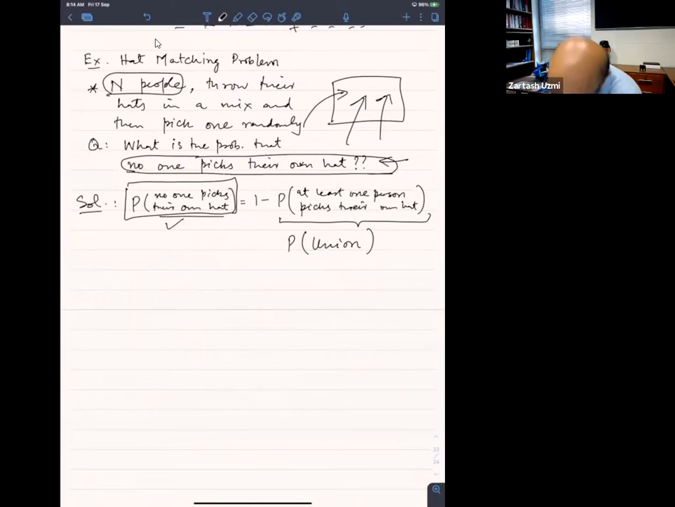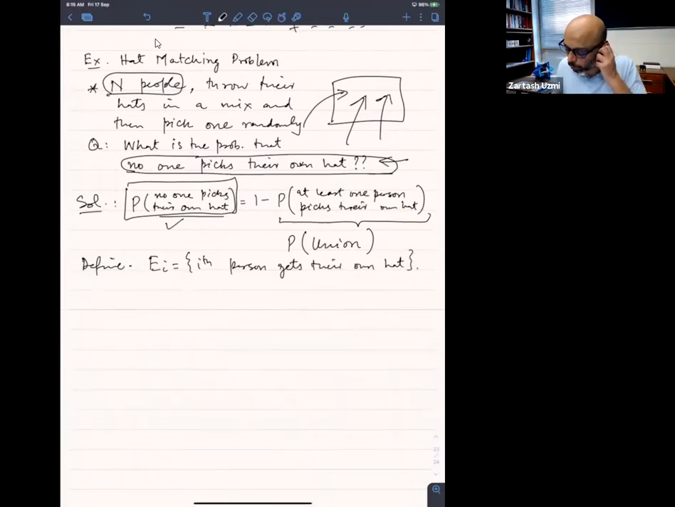Okay. So we define the event E_i as the event that the ith person gets their own hat.